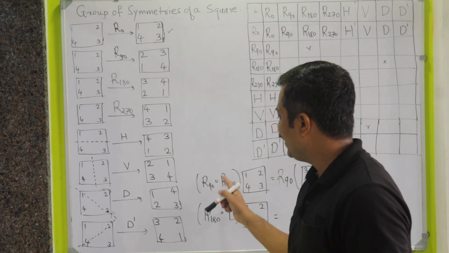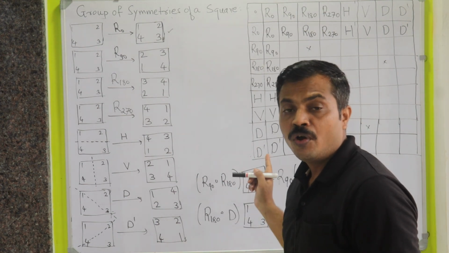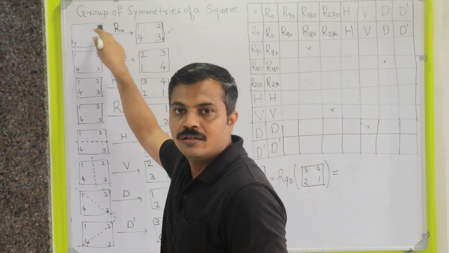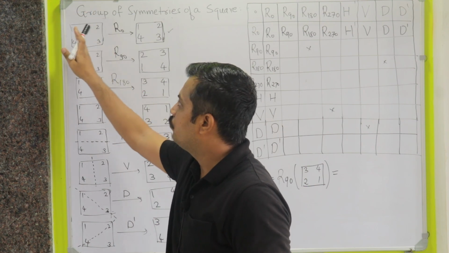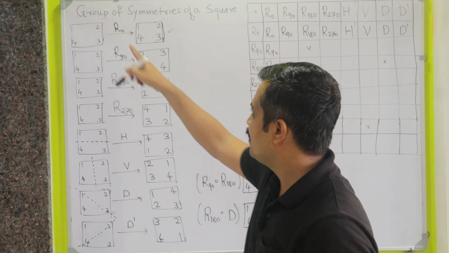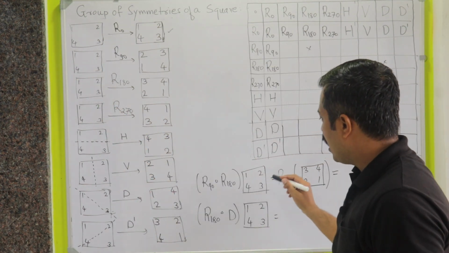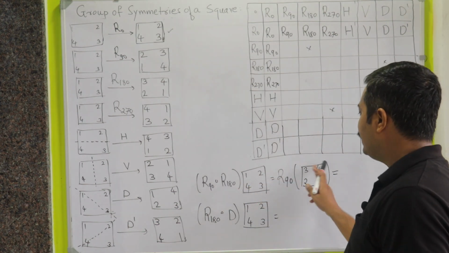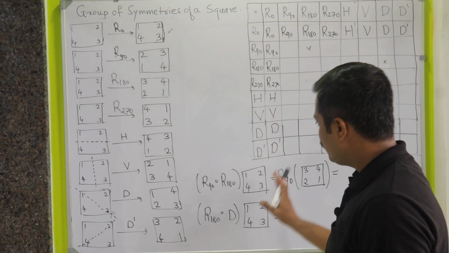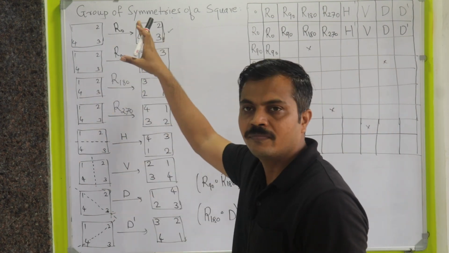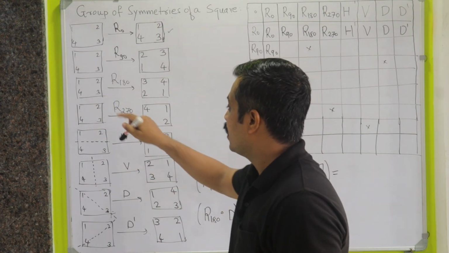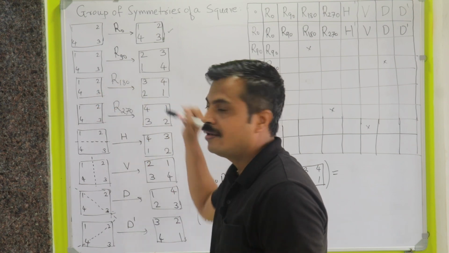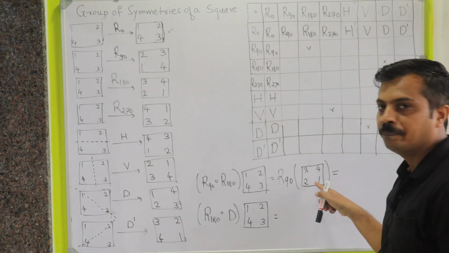So first of all, for R90 composition R180, in order to find this, remember we have to operate this on our square 1, 2, 3, 4, right? The basic square you can call it. Now after operating R180 on this square, we get this square. Now this you already have on this side, you can call it a table. So you can see here, if we operate R180 on this square, that is what we get. So I have written that square here.